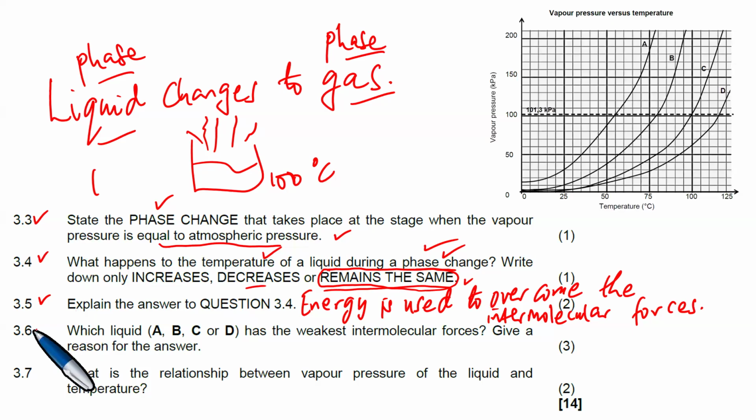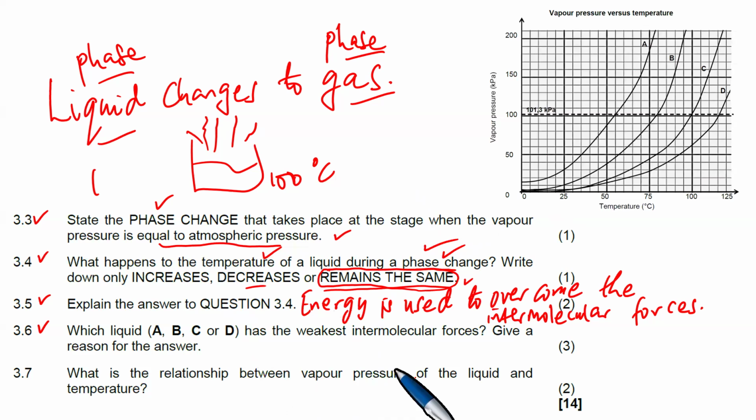Okay, I want us to look at 3.6. Which liquid, is it A, B, C, or D, has the weakest intermolecular forces? Give a reason for your answer. Which one is the weakest one? Such that if you put a little bit of temperature, quickly, this is a gas. This begins to boil. Which one? Is it A, or B, or C, or D? So the boiling is going to be seen by the notion of what we call the vapor pressure is equal to the atmospheric pressure.